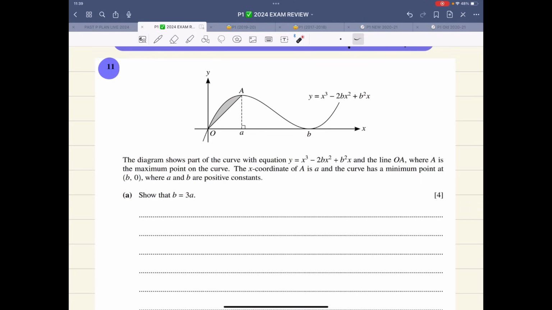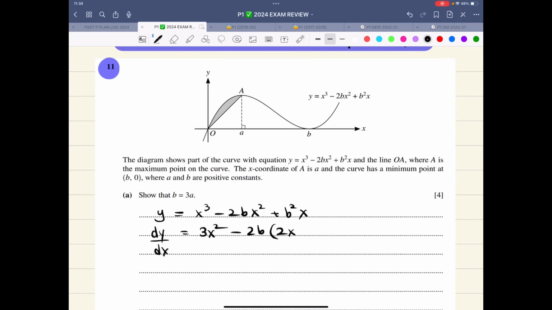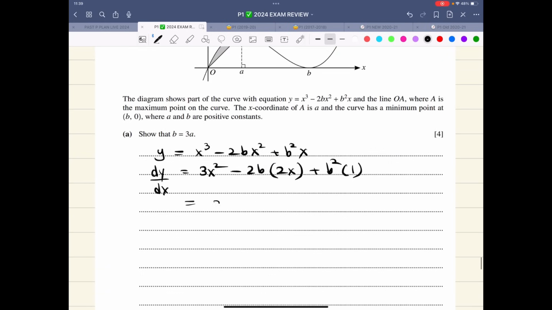Now let's see how to proceed with this. y is equal to x cube minus 2bx square plus b square x. Remember, x and y are variables and a and b are constants. dy by dx is 3x square minus 2b as it is, derivative of x square is 2x, and b square as it is, derivative of x is 1. So simplify: 3x square minus 4bx plus b square.